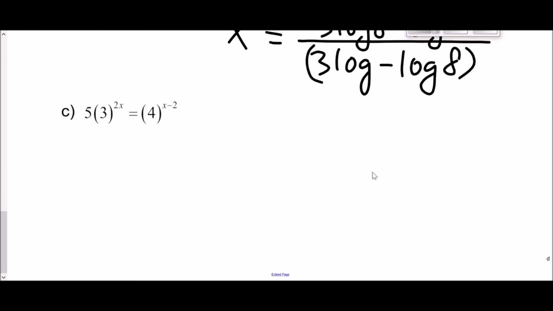Question C is a bit tricky, so that's why I want to go over this with you. Again, I would suggest you try it first before you continue with this video. Again, whenever possible, we want to have the same common base. Then we can drop the bases and solve for the unknown, but this time, unfortunately, that's not an option to us. So in this case, what do we do? Take a log on both sides.